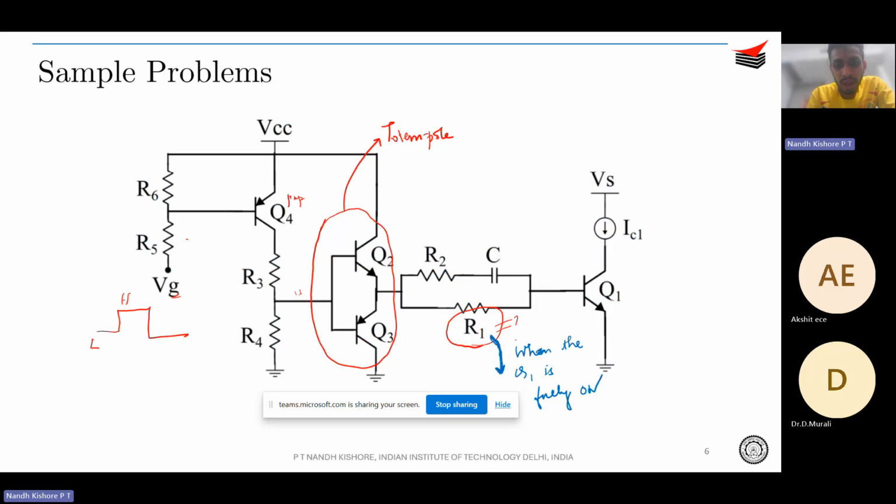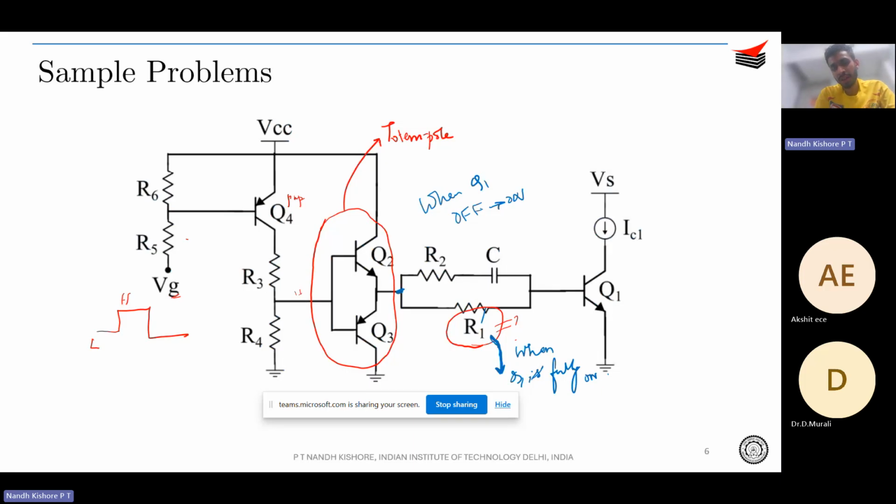Okay. And R2C will come into conduction when Q1 goes from off to on transition. That is a turn on transition, and this will happen when Q1 is fully on. Okay. Right. So with that knowledge, if you know that, then what would be the answer for R1?